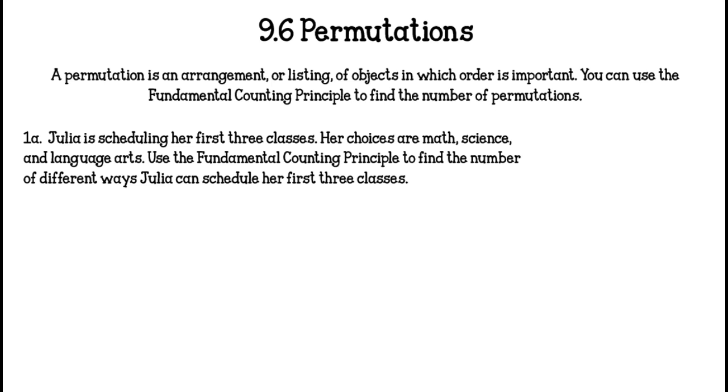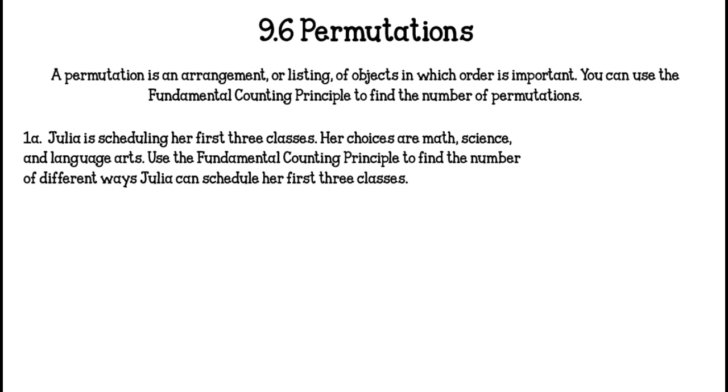So 1A, we have Julia is scheduling her first 3 classes. Her choices are math, science, and language arts. Use the fundamental counting principle to find the number of different ways Julia can schedule her first 3 classes.